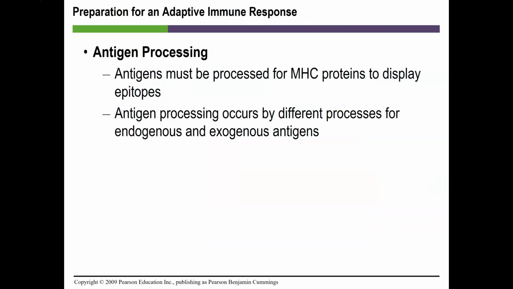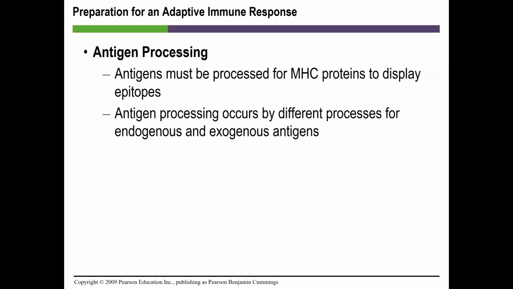Well, how do you get MHC to grab an epitope? Well, there are two pathways. You might imagine that, because you might recall we have two different types of antigens and two different classes of MHC.